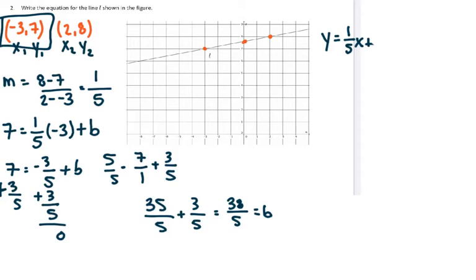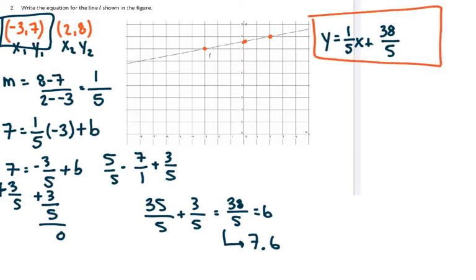So 38 divided by 5, I just want to check, is 7.6. So I'm asking myself, is 7.6 between 7 and 8? Yes, it is. So it makes sense to say that my y-intercept is 38 over 5. So the equation for this line is y equals 1/5 x plus 38 over 5.